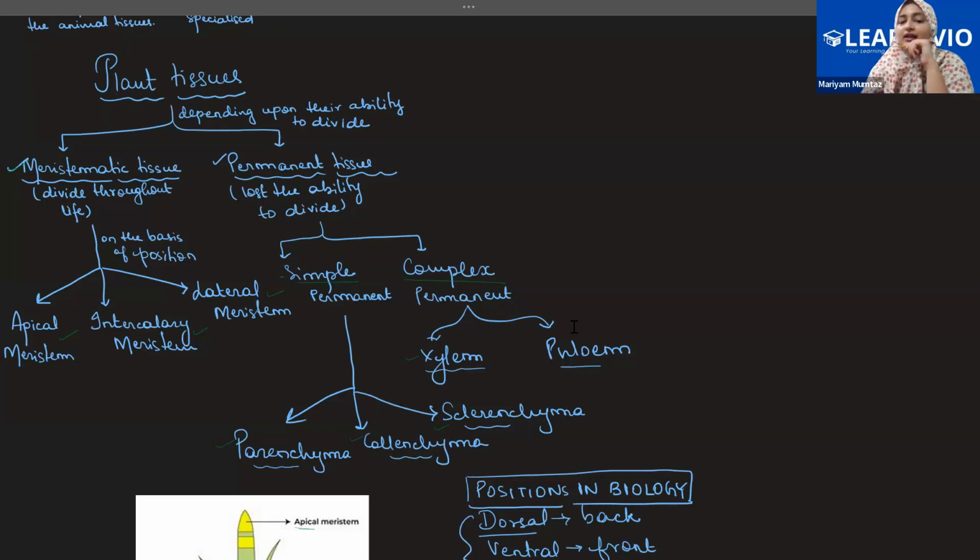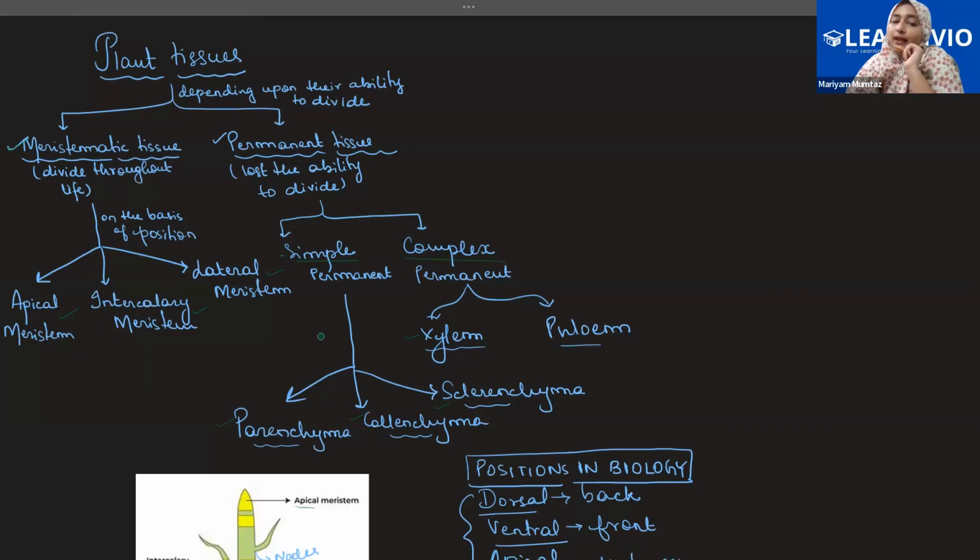Yeah, because we know that a group of cells makes up the tissues, right, students? Now, simple permanent tissues are those tissues that are made up of just one type of cell. Whereas complex permanent tissues are made up of more than one type of cell. Like they have a variety of different kinds of cells present in them. Now, the simple permanent tissues are of three types: parenchyma, collenchyma, and sclerenchyma. Complex permanent tissues are further of two types: xylem and phloem.